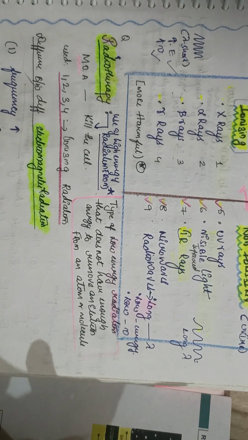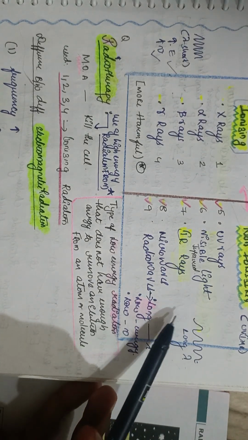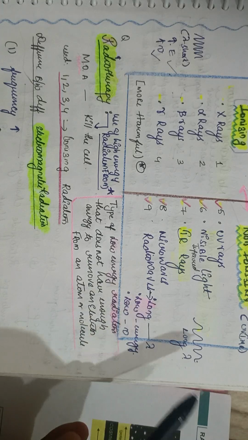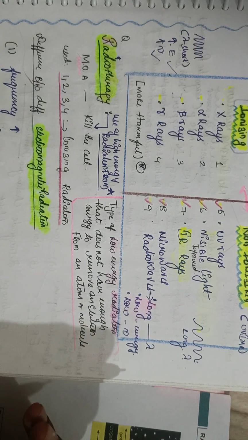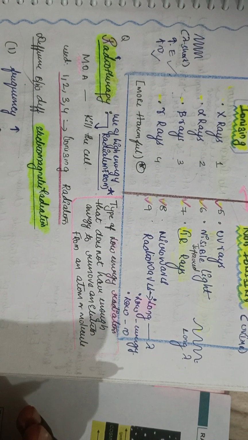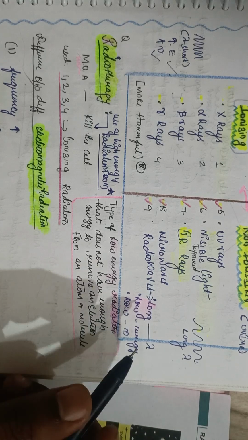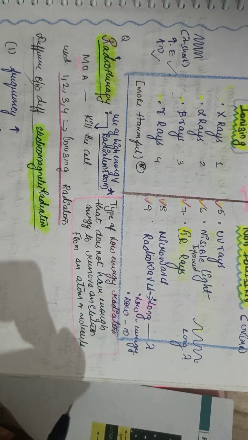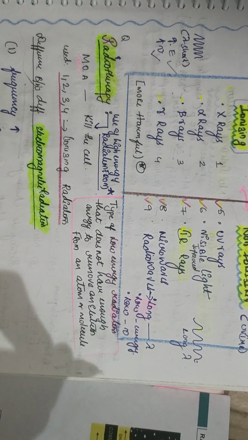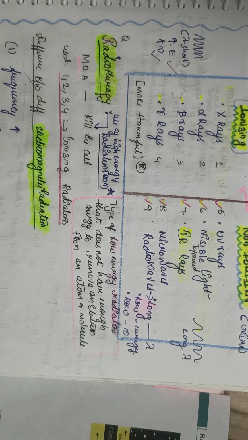Now, let us speak about non-ionizing radiation. It's written, a type of low energy radiation that does not have enough energy to remove an electron from the atom or molecule. So since it is low energy, it doesn't have the energy to remove the electron from the atom or the molecule. That's the point.